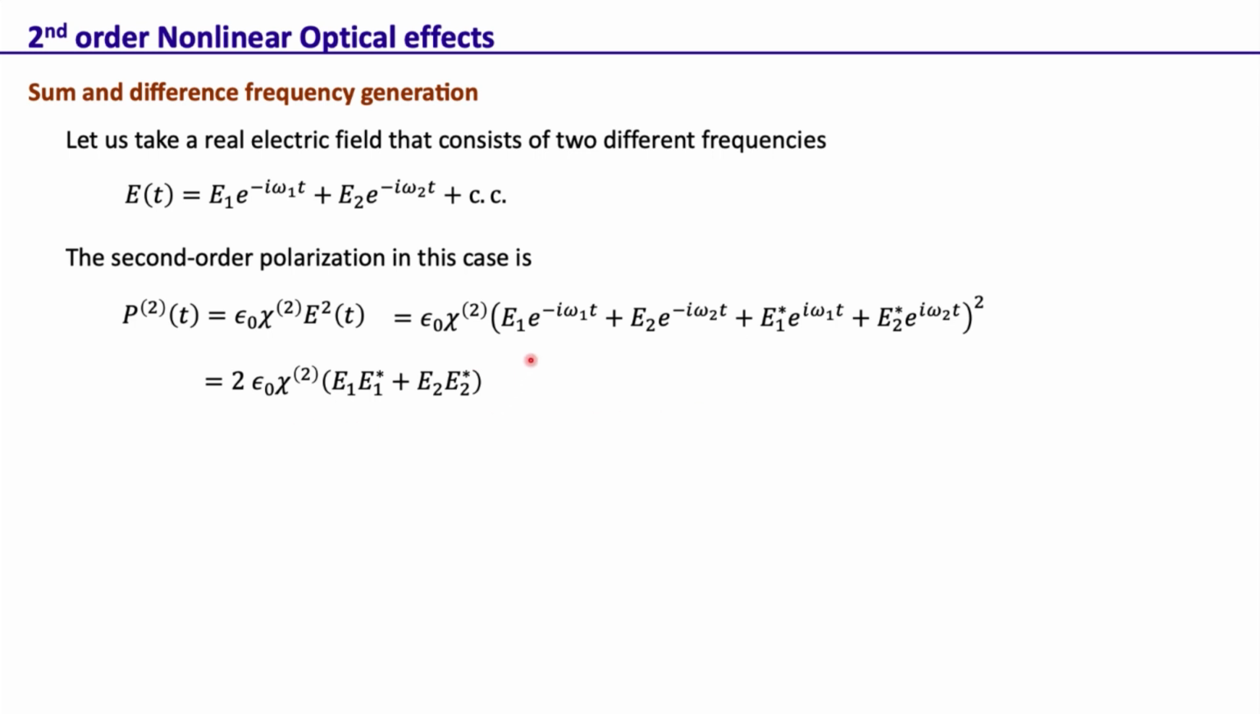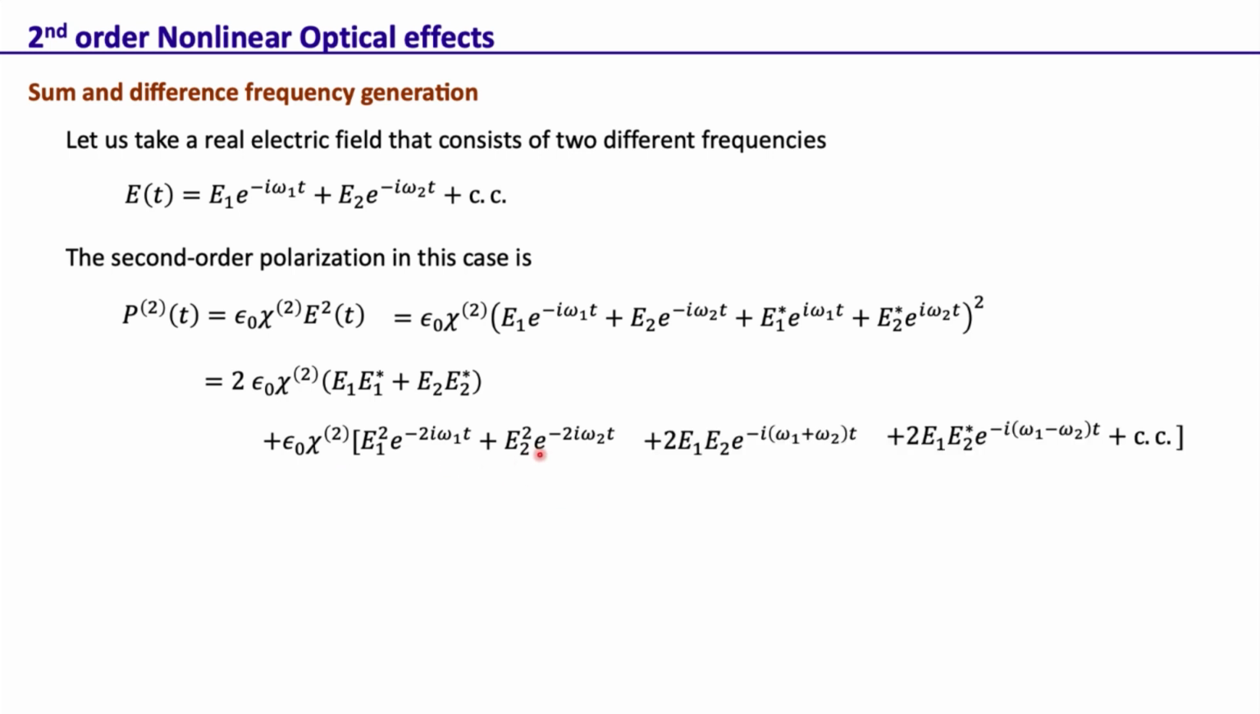So first of all, we collect terms without any time dependence, and that we will have E1 E1 star plus E2 E2 star, and there's a 2 here, so there are four terms here. Then all the other terms will have this epsilon naught chi 2 here, and then we have 2 here, 2 here, and 2 here, so that's 6, and the 6 complex conjugate parts, so 6 plus 6 is 12 plus 4 here, so that's a total of 16 terms when we expand it. So these do not have any frequency dependence, but these terms do have frequency dependence.